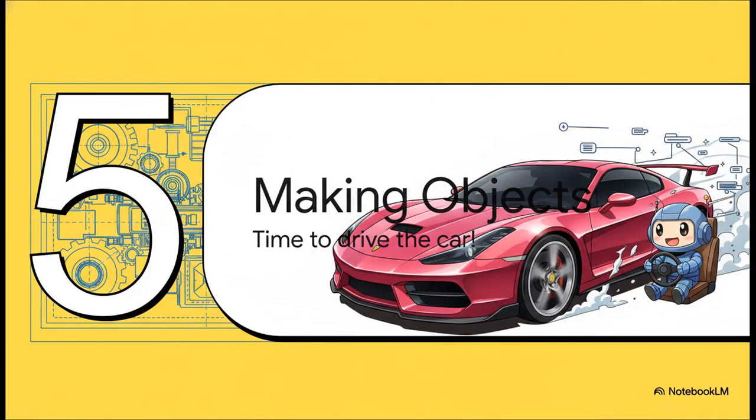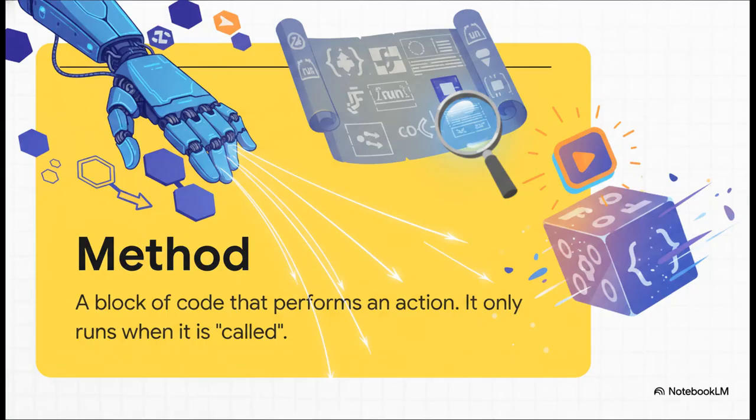So we've designed our blueprint, we've built a car from it, and we know exactly where it's parked in memory. So what's next? Well, the whole point of having a car is to drive it, right? To get our object to do something, we use its methods. Remember those actions from our blueprint, like accelerate and brake? Well, a method is the block of code that has all the instructions for that action. But here's the key. It just sits there, waiting until we specifically tell it to run. We have to call it into action.